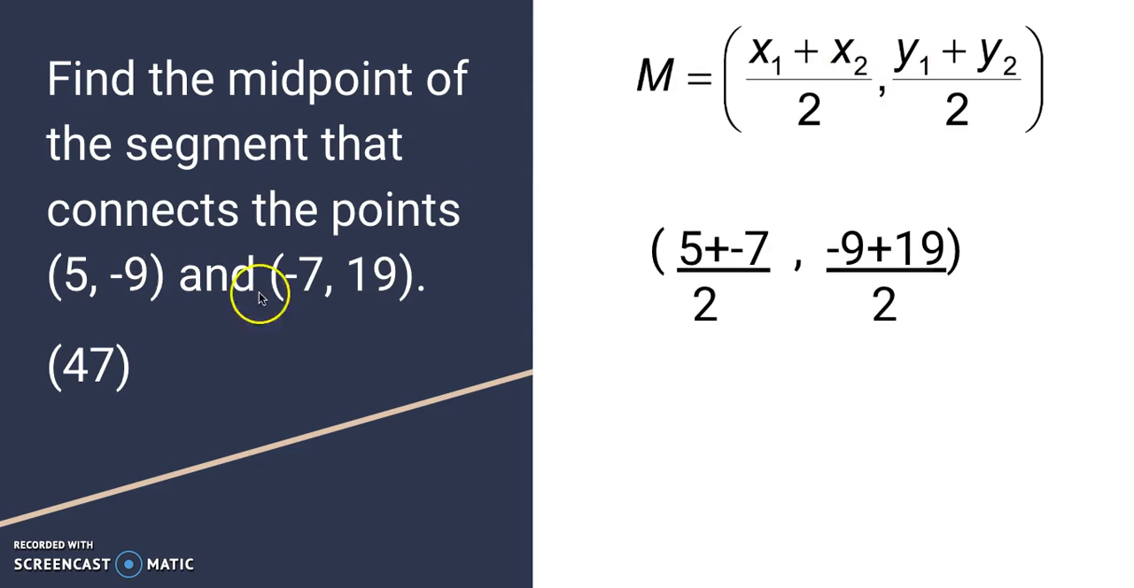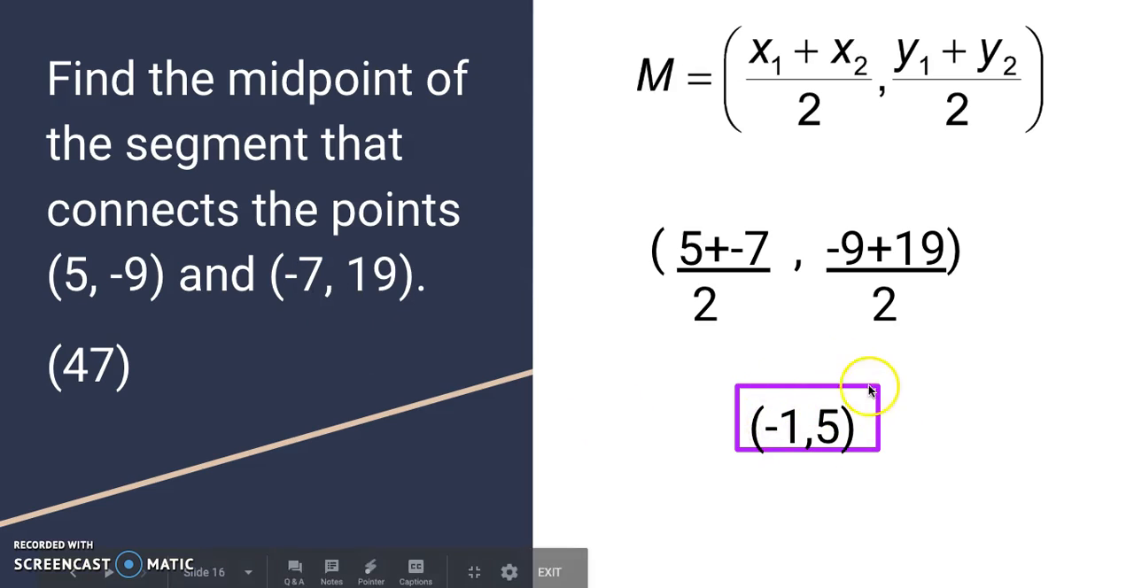So I take the 2 points given, I add my x's, so 5 plus negative 7. I add my y's, negative 9 plus 19. And I divide by 2 because I have 2 options in each. When I'm done, I'll have an ordered pair. That means that between the point (5, -9) and (-7, 19), (-1, 5) is the exact middle or midpoint of those.